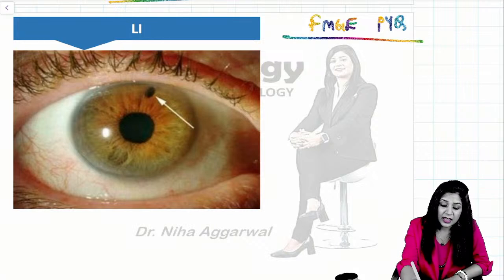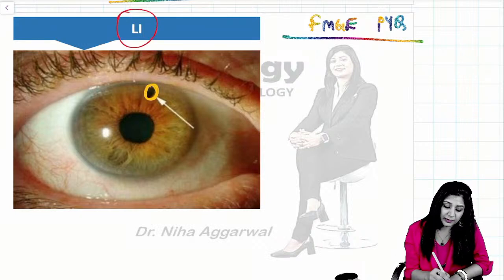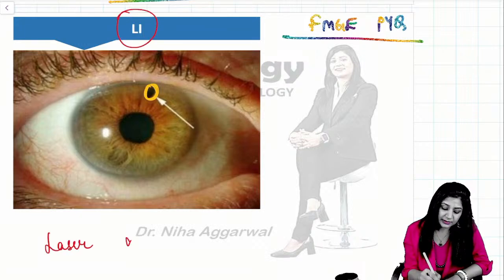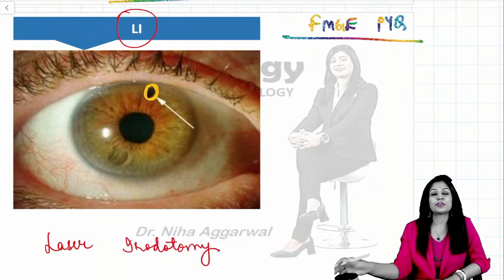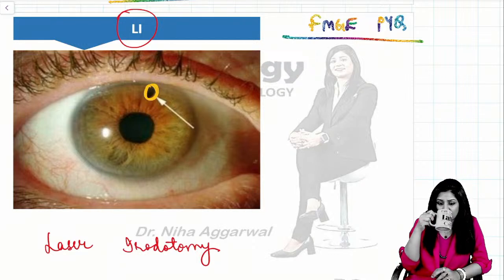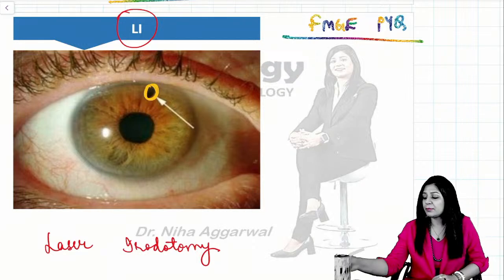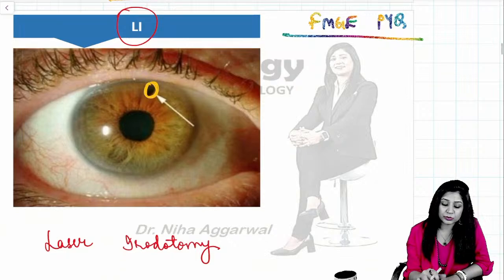You can see an opening in the iris. So if the opening is a round one, then it is the laser iridotomy. Then it is a laser opening. Laser iridotomy. Which laser will be used, guys? Anybody who can comment which laser will be used to make the opening?